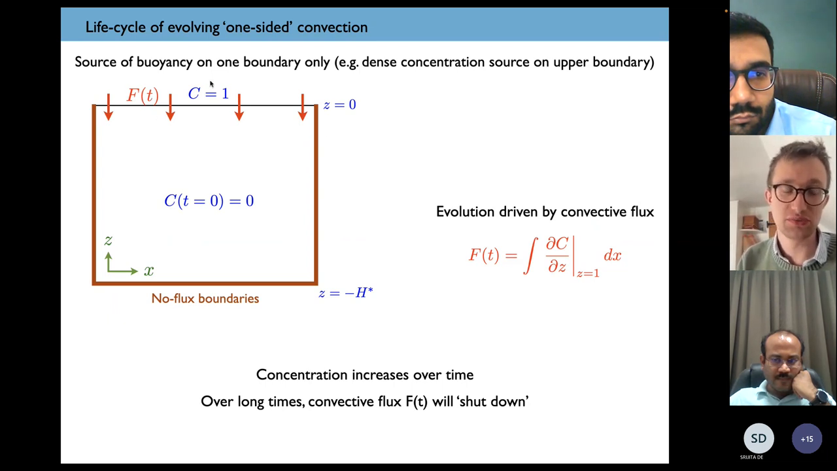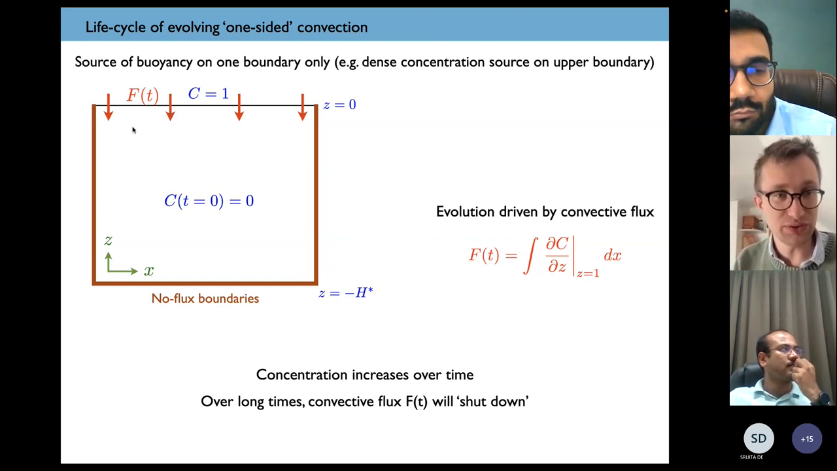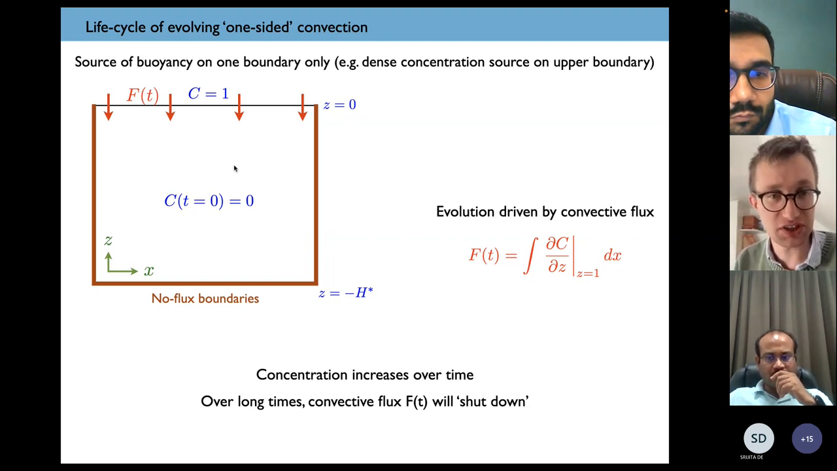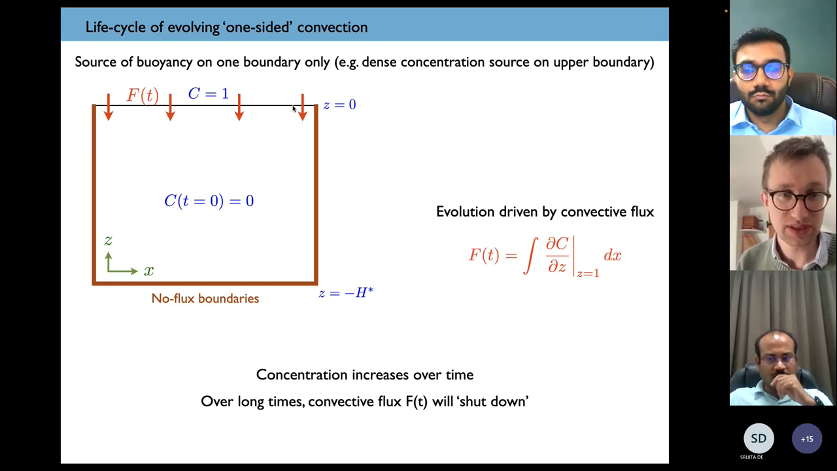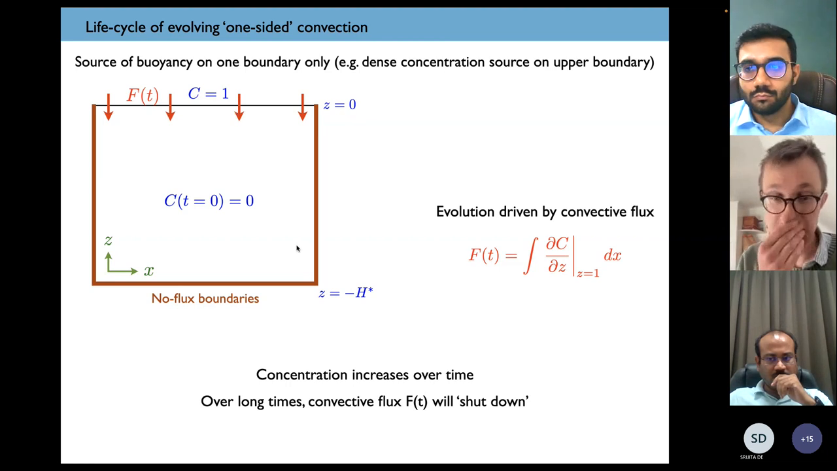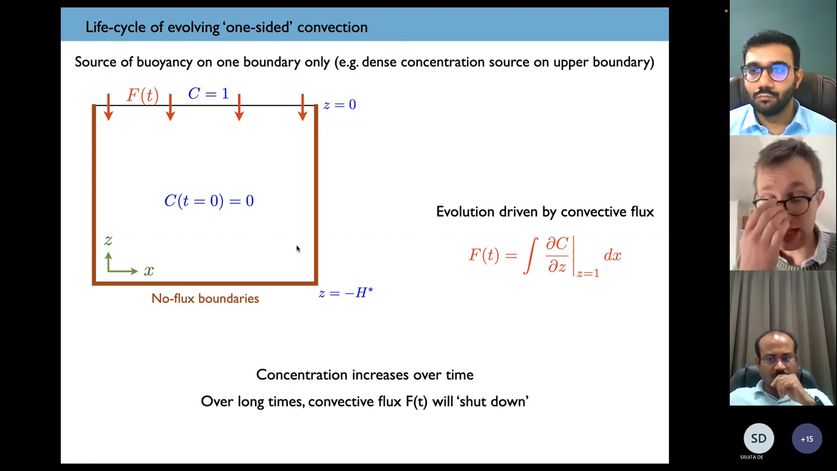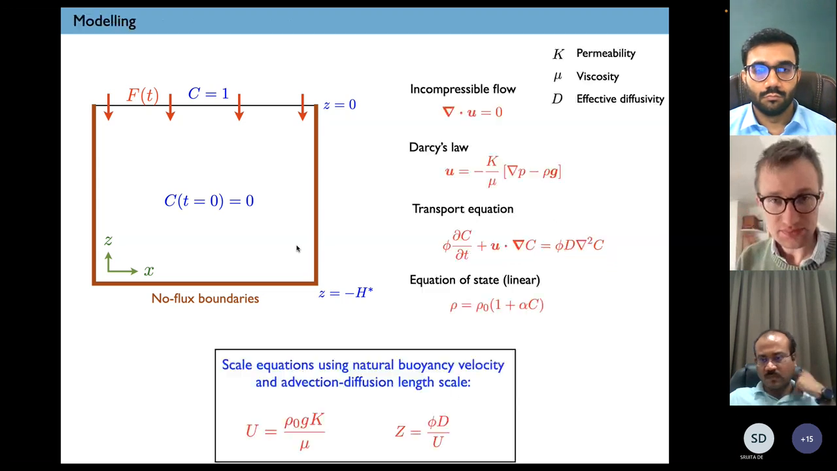So convection: this concentration of whatever solute you're trying to describe will diffuse into the domain, and then you'd expect it to become unstable to convection and sink. And the thing you maybe really care about is this F, the buoyancy flux, or the convective flux if you like, of concentration through the upper boundary, and how does that evolve over time? So that's the basic picture.